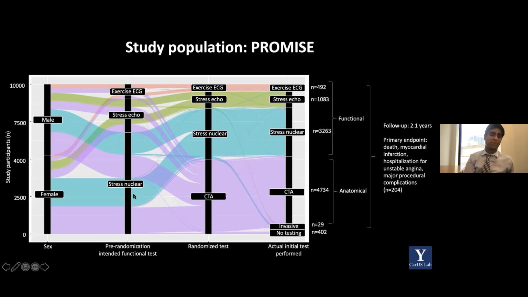And I only include this information not to confuse or distract, the idea being that a vast majority of people were intended to go on the stress nuclear arm, which was the true case in the stress arm, but reflected the population that underwent CTA for the most part. Thanks.